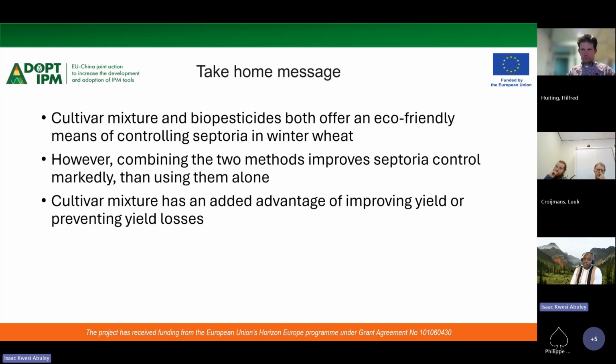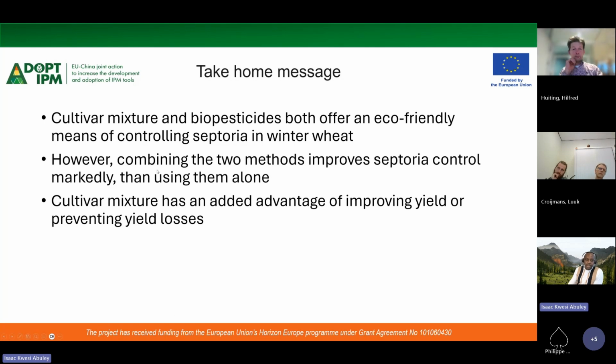In fact, the fact that we didn't see marked differences between our treatments, the biosolutions, and the chemicals suggests that this can be a good replacement for chemical fungicide, or at least, if not fully replace, it can replace some of the fungicide that we use in our winter wheat plant protection program.